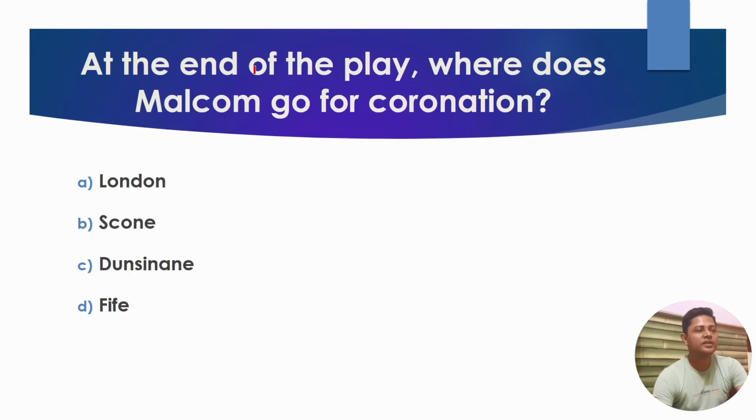The next question is, at the end of the play, where does Malcolm go for coronation? The correct answer is Scone. Macbeth also went to Scone for his coronation.